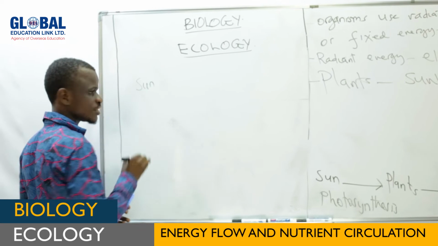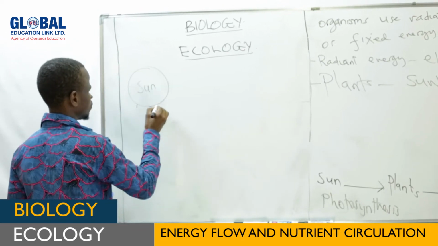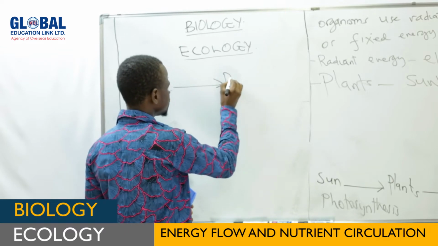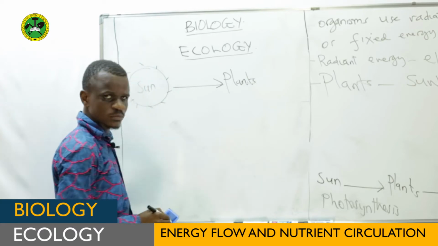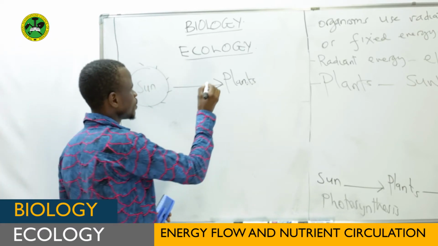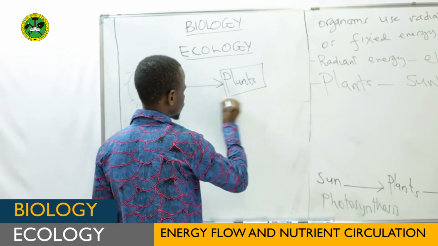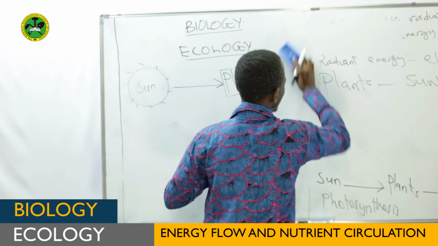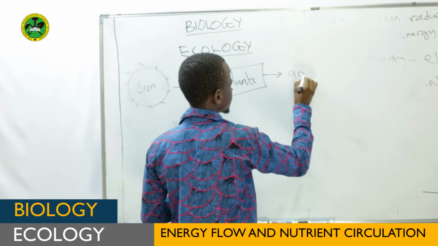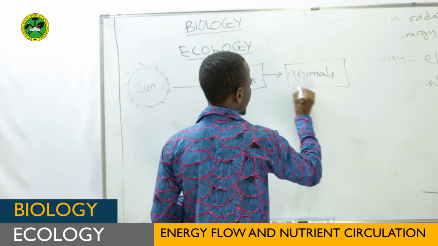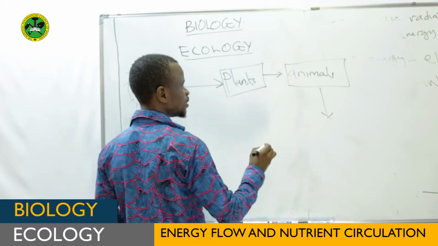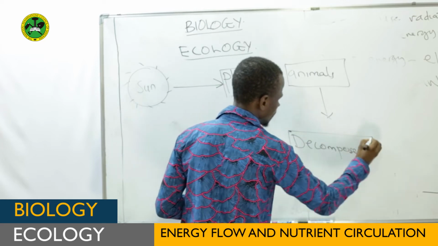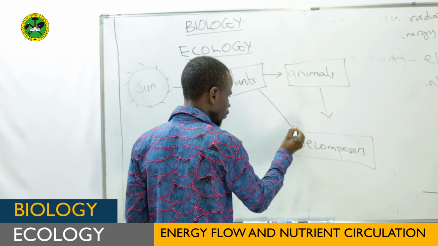Let's say this is a sun here, my student. The light energy from the sun is taken by plants. These are plants here, my students, where now the process of photosynthesis takes place. Then these plants will be eaten by animals. Then animals may die. The energy which is present in animals will be available now to decomposers. My students, plants also may die. Therefore, the energy will be transferred to decomposers.